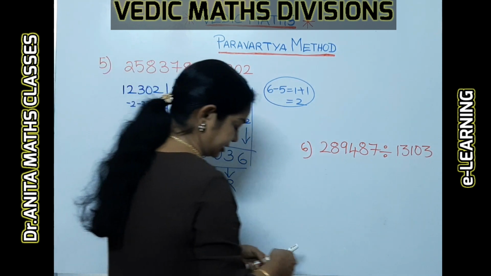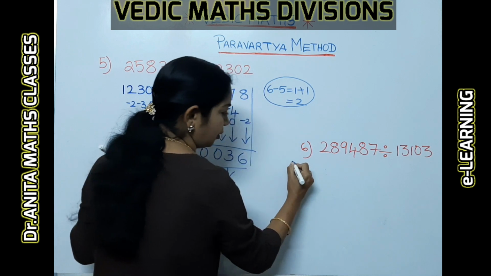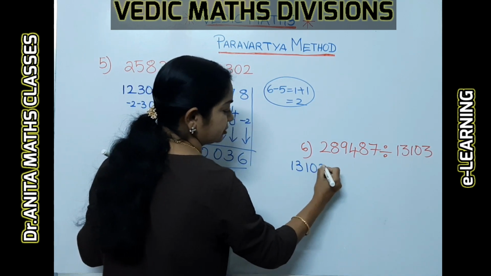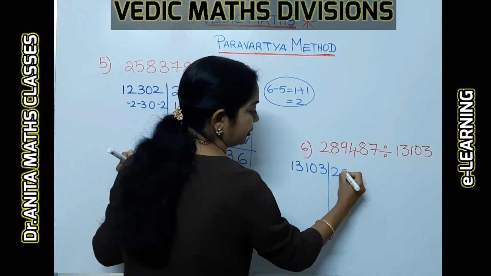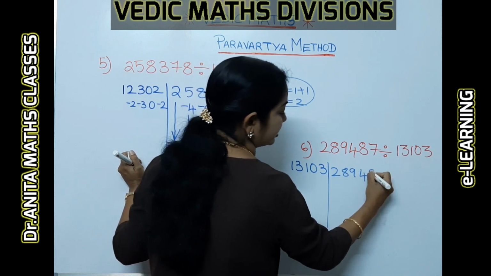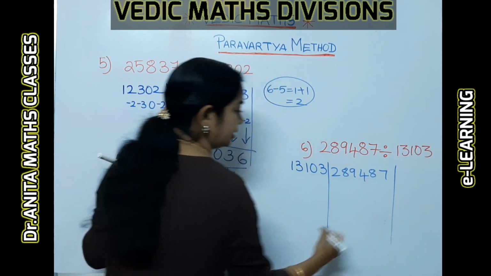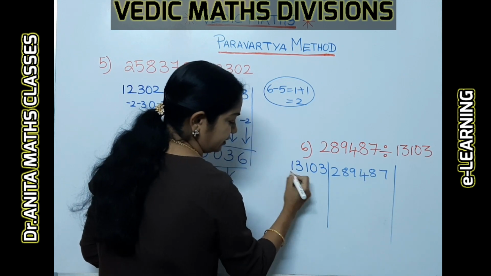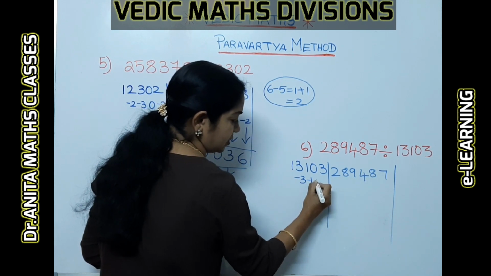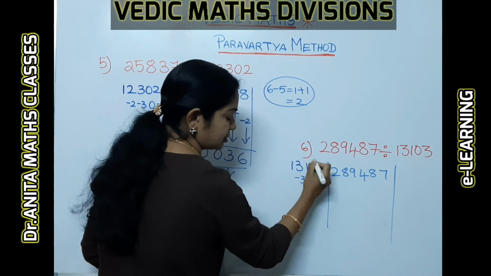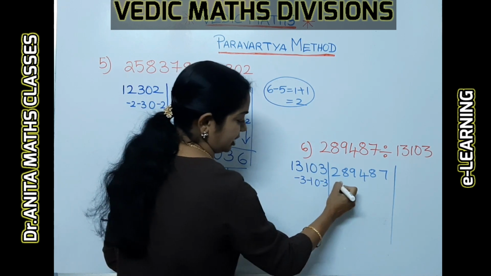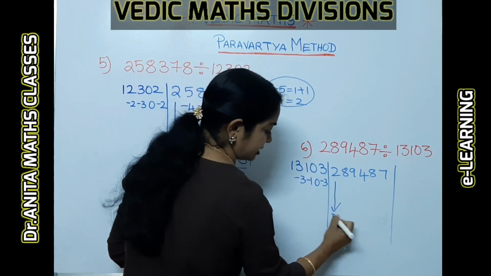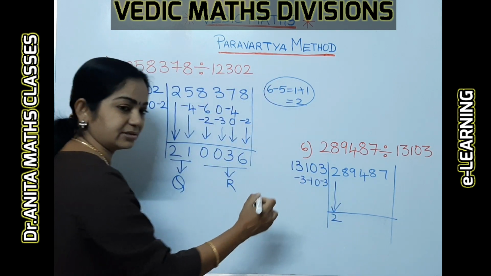Now let's start the next one here. 13103 divided by 289487. Right. So I have taken a 6-digit number here. Write the transpose leaving the first number: minus 3, minus 1, 0 and minus 3. So 0 has no negative or positive sign. So let us drop the first number as it is.